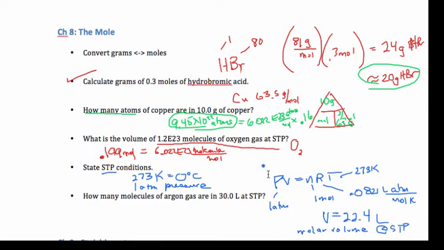Alright, so now I know that 1 mole of gas will occupy 22.4 liters. I've got 0.199 moles, so I will have less. So I'm going to take that 0.199 times 22.4 liters per mole to get my answer. My answer to this problem is 4.5 liters.